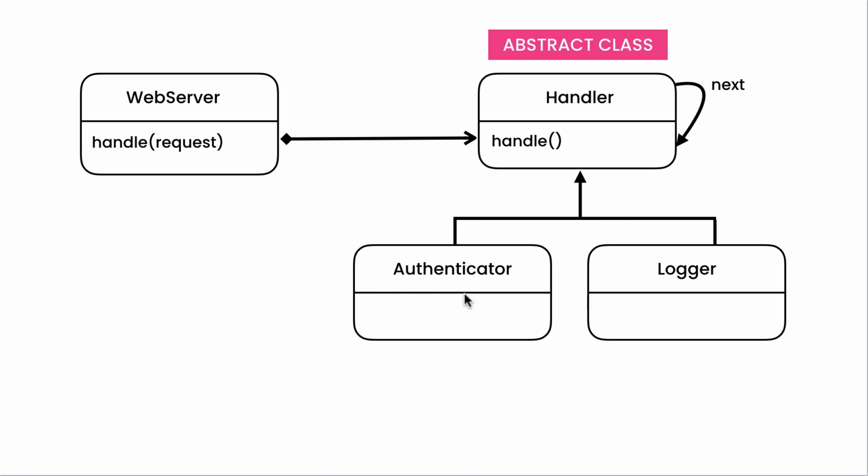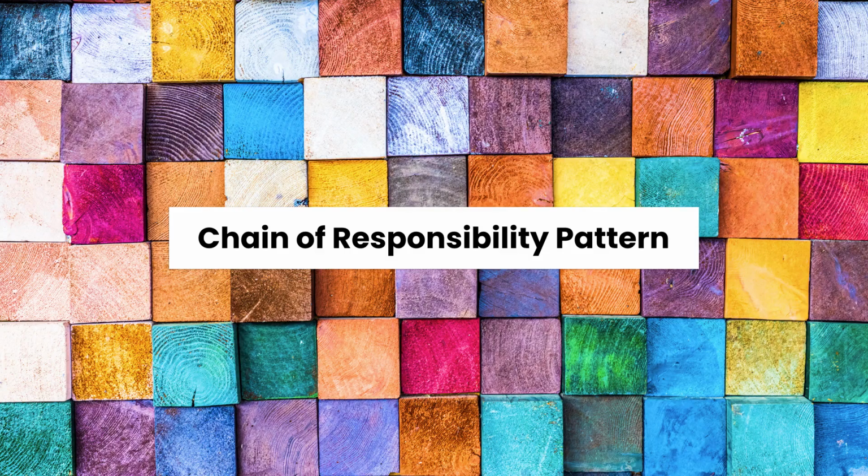With this structure, the code in the handle method is going to look like this. We're going to take our first handler and call its handle method. And this is what we call the chain of responsibility pattern. Because with this pattern, we can build a chain of objects for handling a request. So next, we're going to implement this pattern in code.